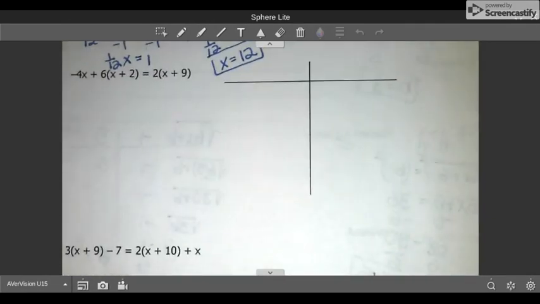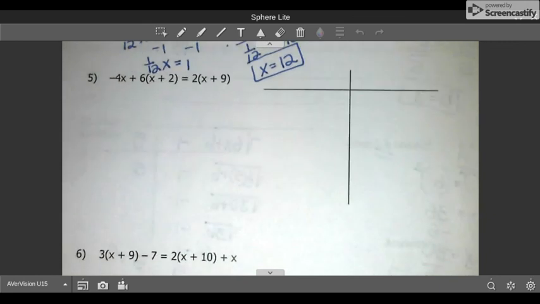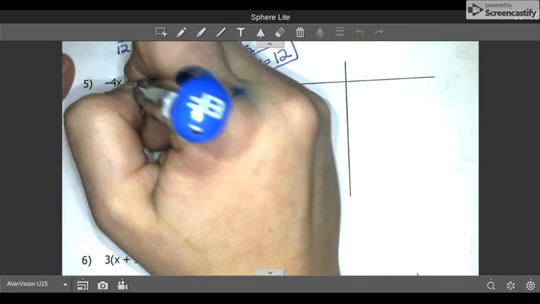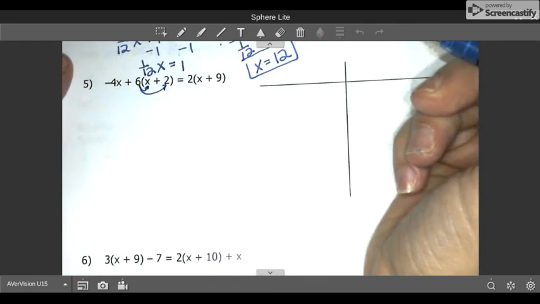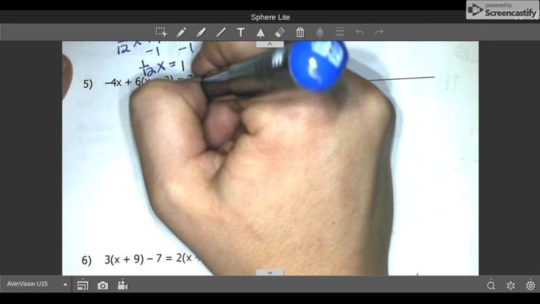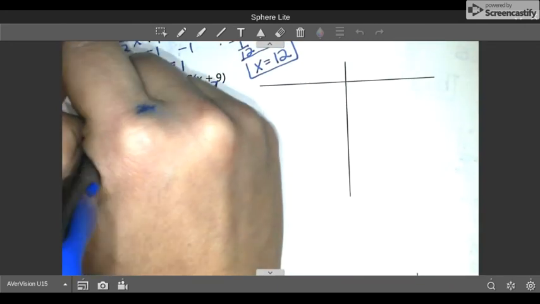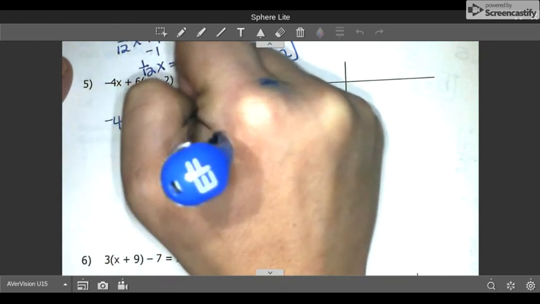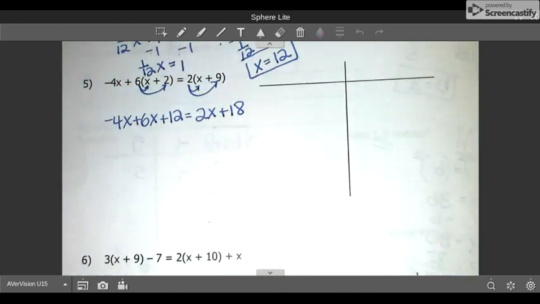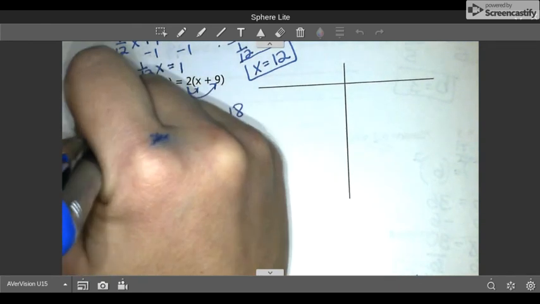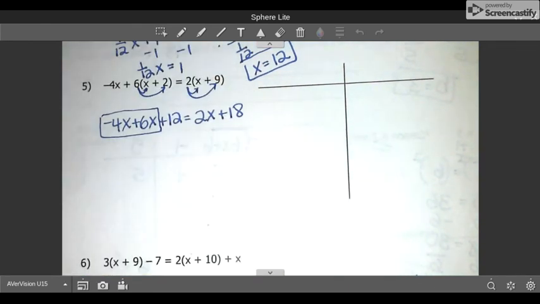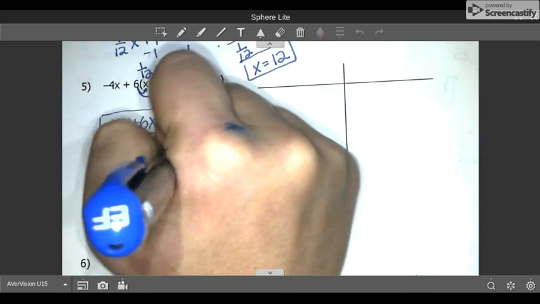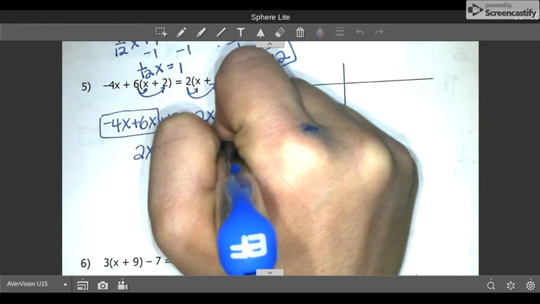All right, these two are already on a video. Shoot. Well, I'm going to do them right here so you don't have to watch that video because we're here, so why not? I'm going to distribute this 6 to these two terms. I'm going to distribute this 2 to these two terms. So I have -4x plus 6x plus 12 equals 2x plus 18. Then I'm going to combine like terms over here. -4x plus 6x is 2x. So now this is 2x plus 12 equals 2x plus 18.